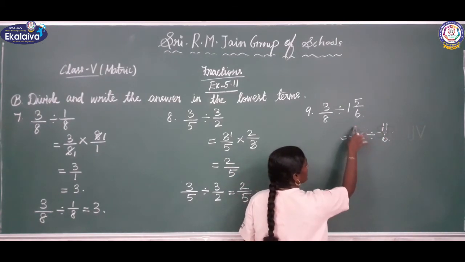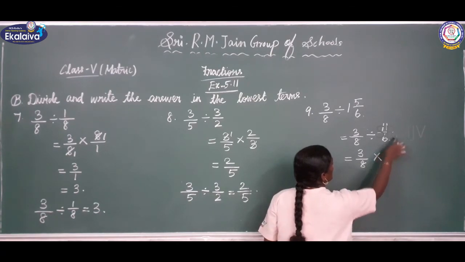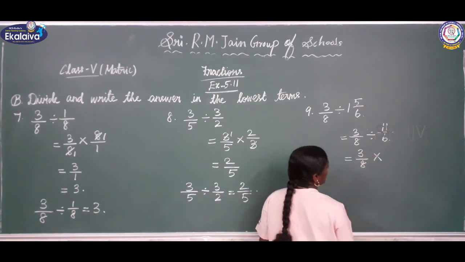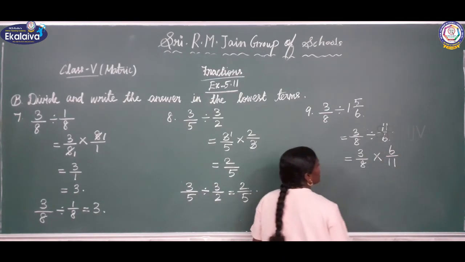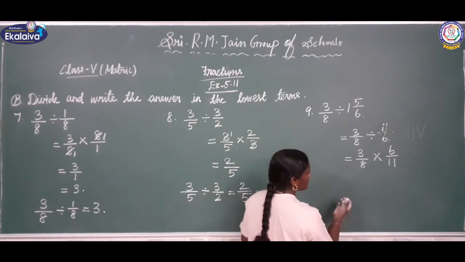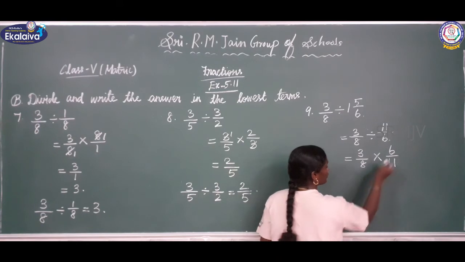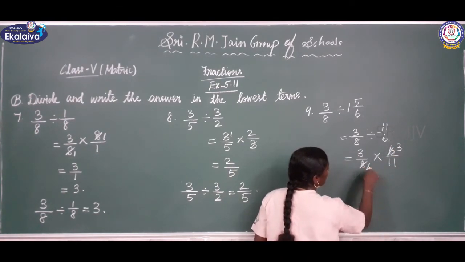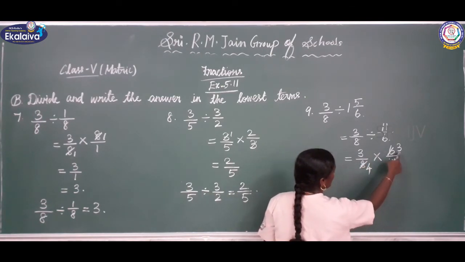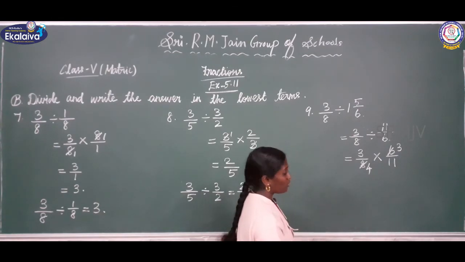Now to divide the fraction 3 by 8 by 11 by 6, we have to multiply the fraction 3 by 8 by the reciprocal of the second fraction 11 by 6. The reciprocal of 11 by 6 is 6 by 11. Now we have to check whether there is any possibility to reduce. Here 6 and 8 are divisible by 2. So in 2 table 3 times, in 2 table 4 times. Here in numerator 3, 3, 4, 11. Here there is no other possibility to reduce the numbers.